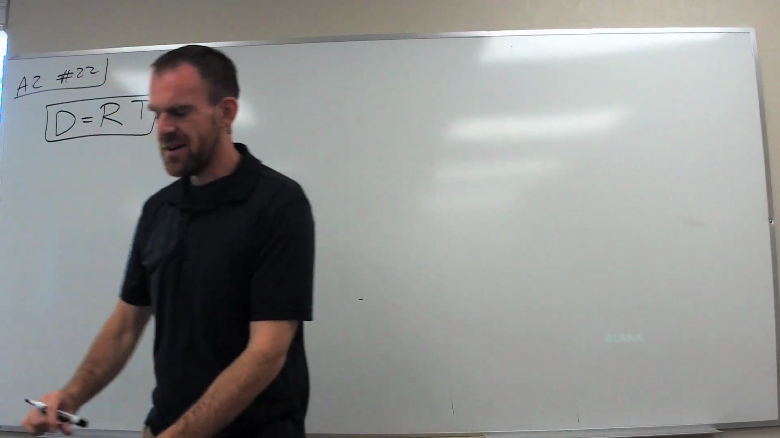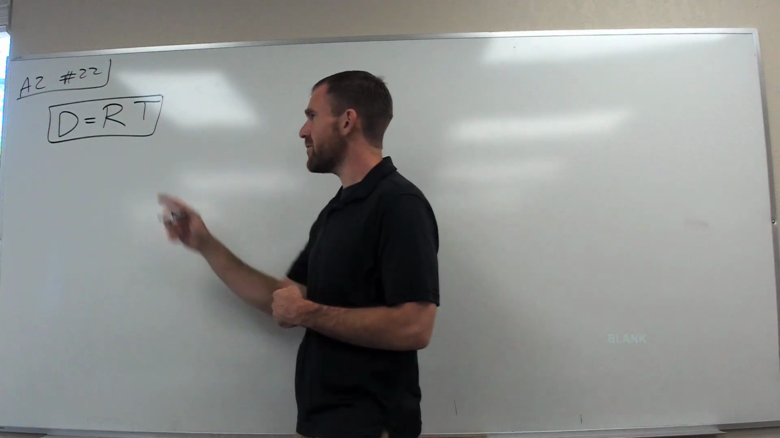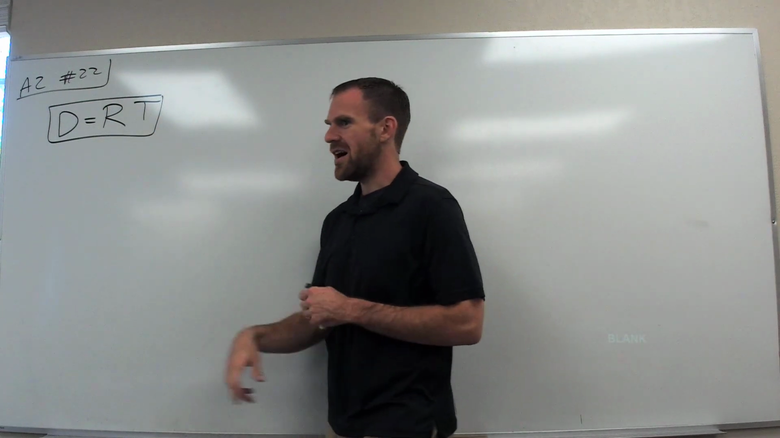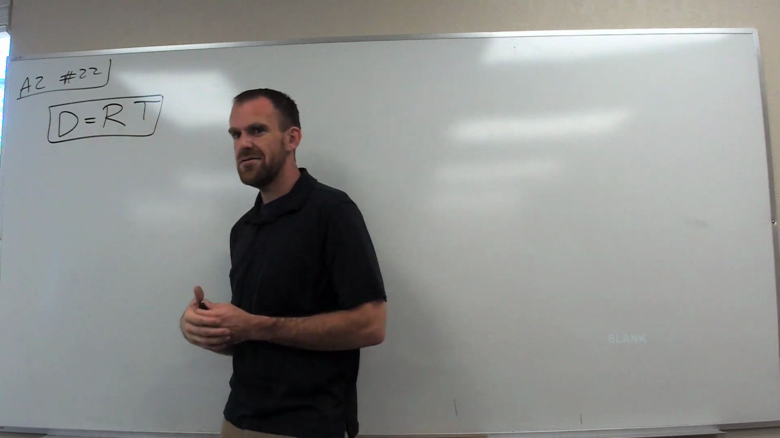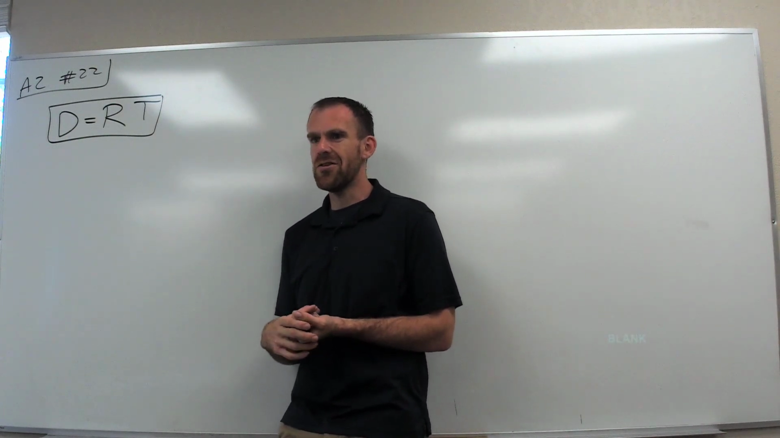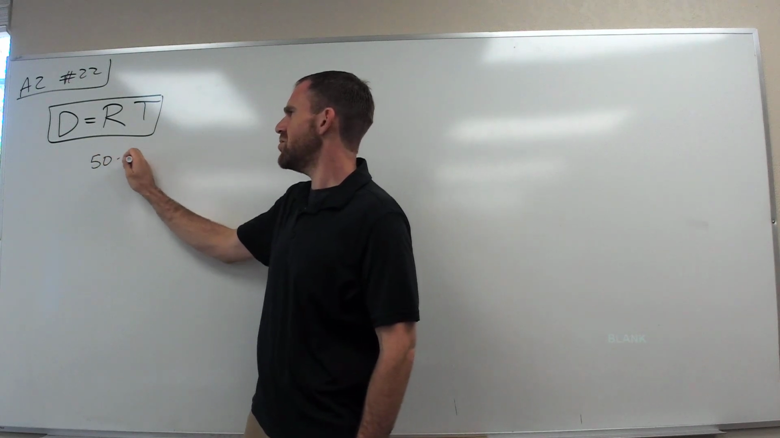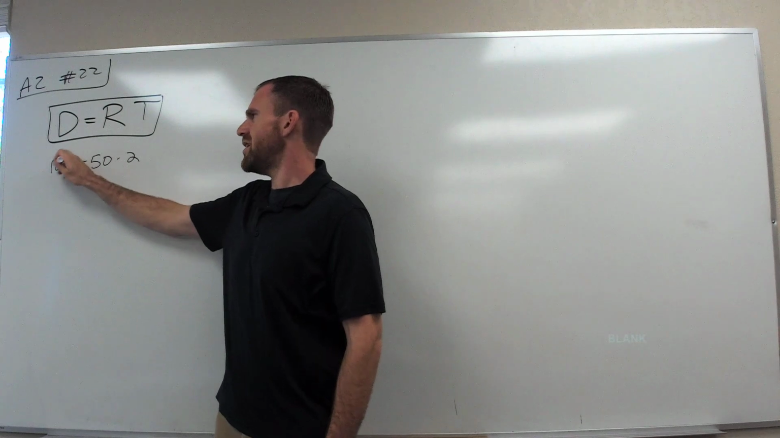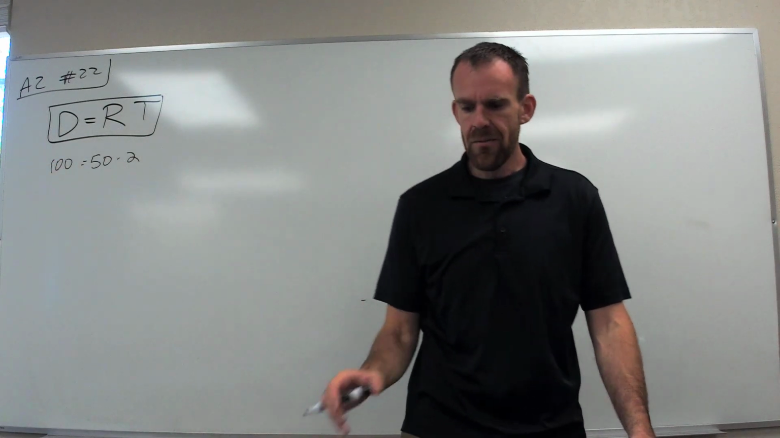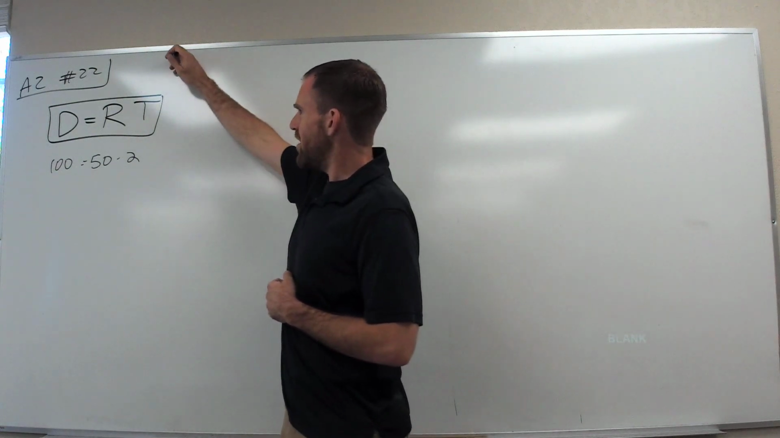If the speed limit is 50 miles per hour and you are traveling 50 miles per hour for 1 hour, how far did you go? 50 miles. Why? Because 50 times 1 is 50. If you travel 50 miles per hour for 2 hours, how far did you travel? 100. Why? Because 50 times 2 is 100. Right? Surprised? Anybody? No.